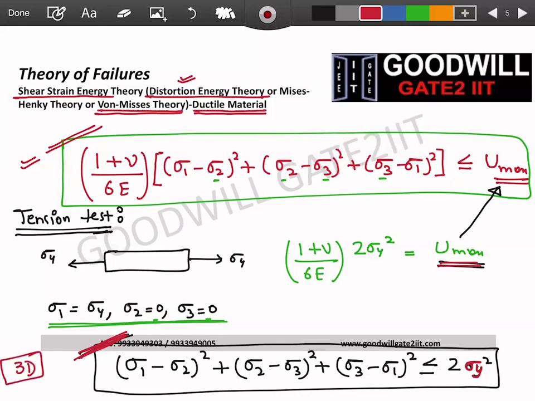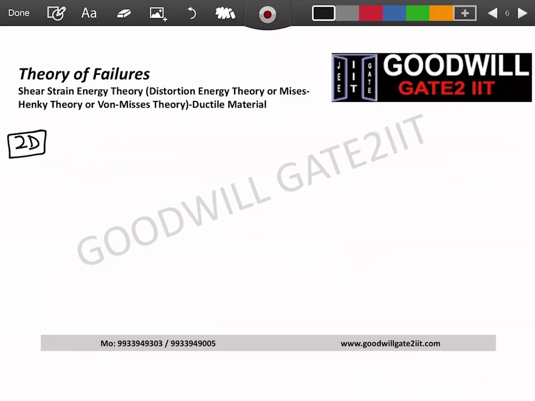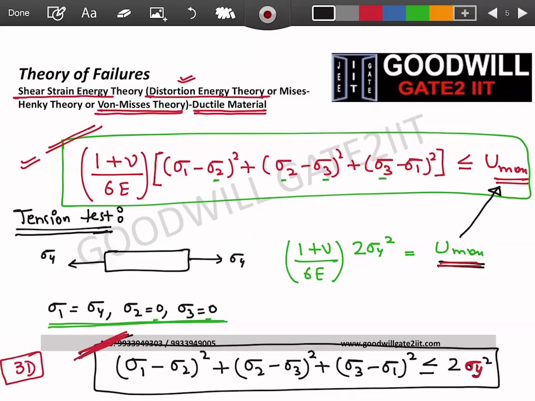What if I have a 2D body? Many things you solve in 2D in aircrafts. So for 2D, sigma 3 will be 0, right? Just do it in 1 or 2 steps and you will be clear. I'll make this sigma 3 as 0.